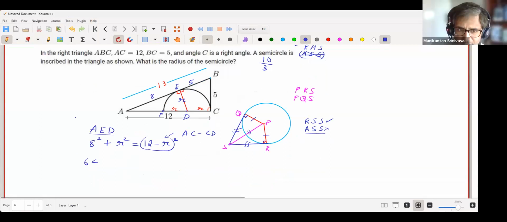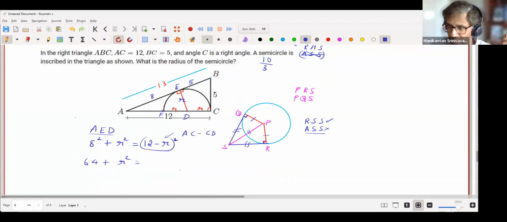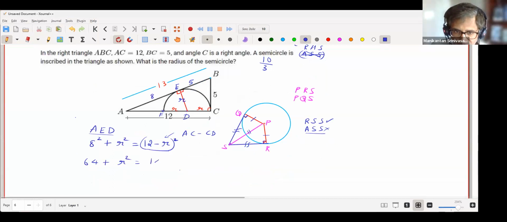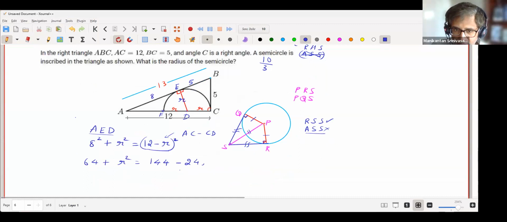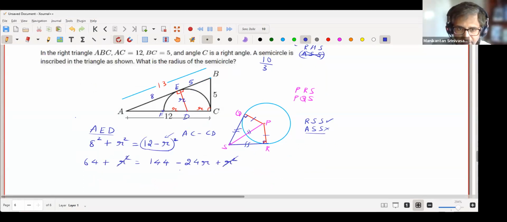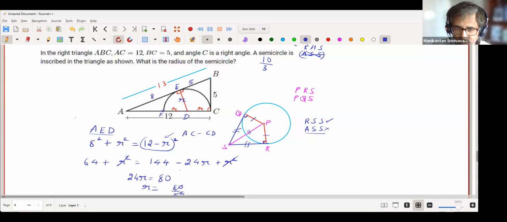Now we can just expand. So 64 plus R square equals, Snigdha, can you mute your phone because it's noisy? Yeah, 144, A minus B whole square, right? Minus 2AB, 24R, plus R square. So R square gets cancelled. Let's say 144, I bring it to the side. So 144 minus 64 is this. And therefore R is 80 by 24, which can be simplified. 8 goes 10 times, 8 goes 3 times. 10 by 3 indeed.